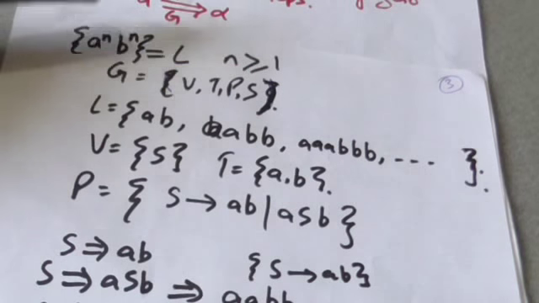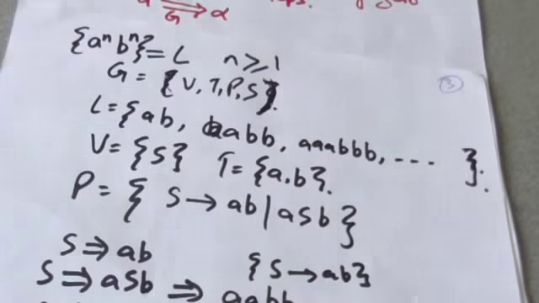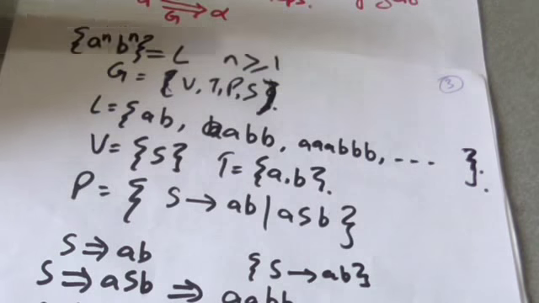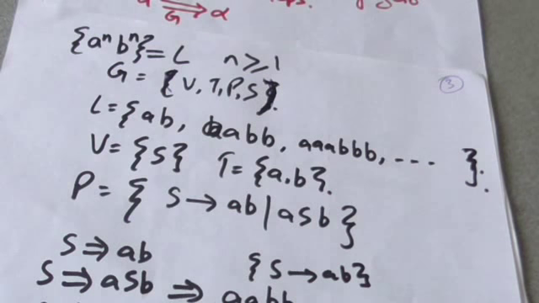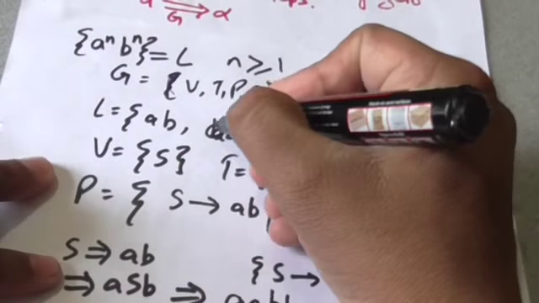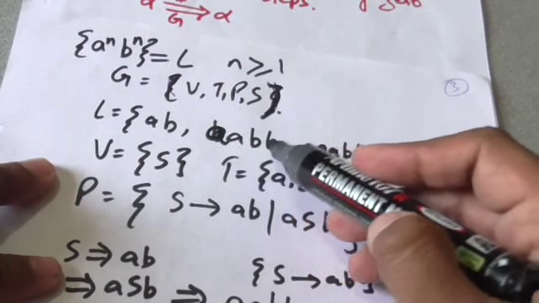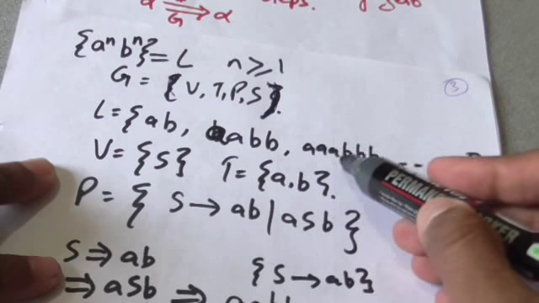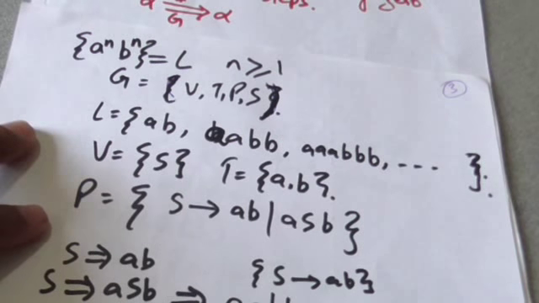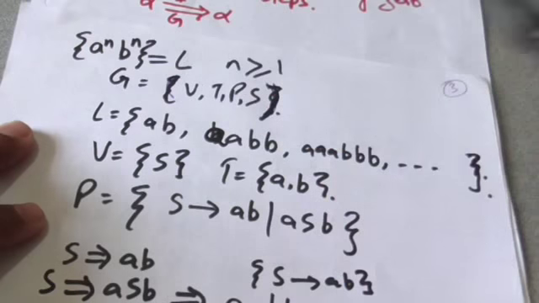Now consider this language, which is a set of strings of the form a raised to power n, b raised to power n, where n is greater than or equal to 1. It means this language is the set of all strings of a and b in which a's are followed by the same number of b's, like AB, AABB, AAABBB, and so on. Let G be the grammar of this language L.